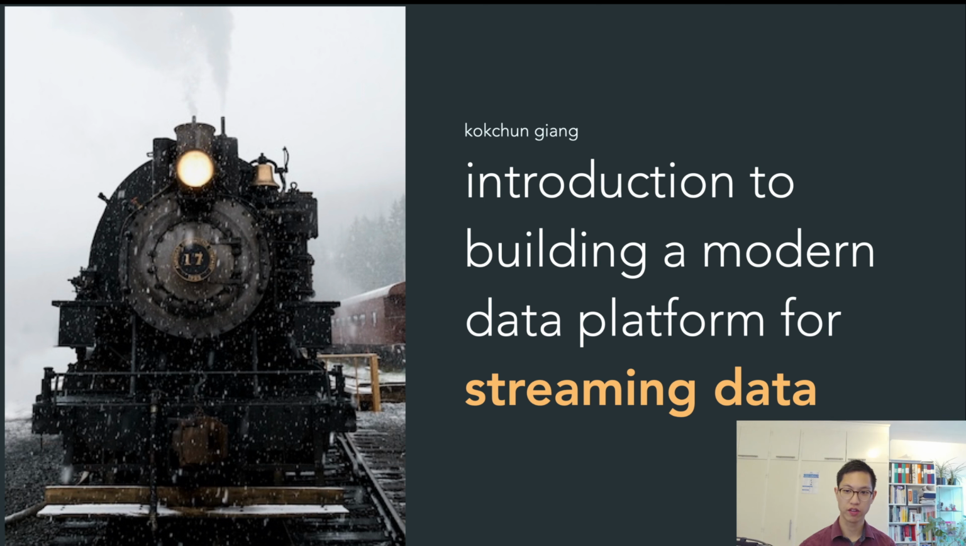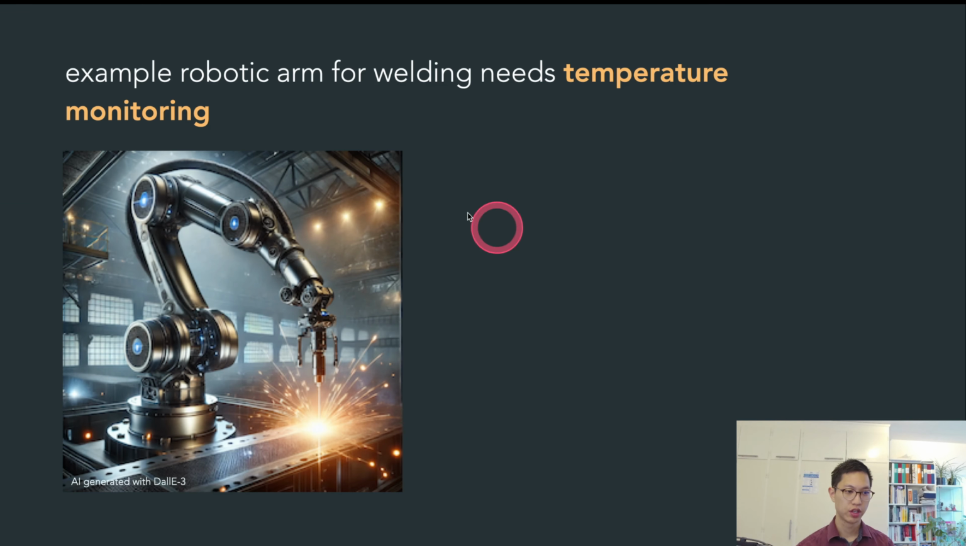Moving on to the keynote, we have here Introduction to Building a Modern Data Platform for Streaming Data. Let's start with an example here. We have an example, a robotic arm for welding. It needs temperature monitoring. It's in a factory, an industry where you need to weld for building car parts. When it's welding, the temperature needs to be in certain ranges, because if you have too high temperature, something will melt, or the robotic arm will not function for a very long time. If you have too low temperature, the welding process is not correct.